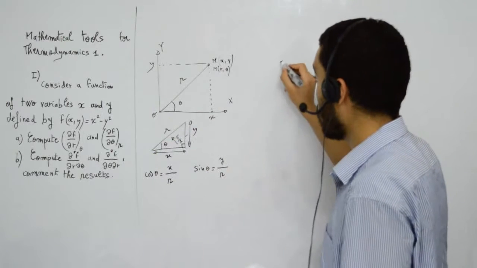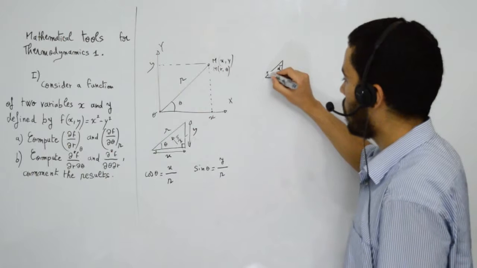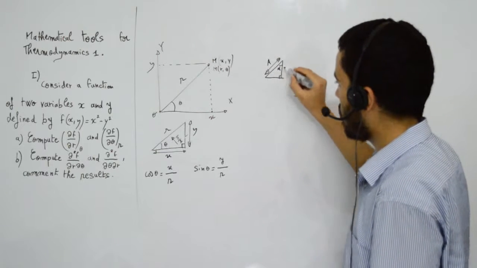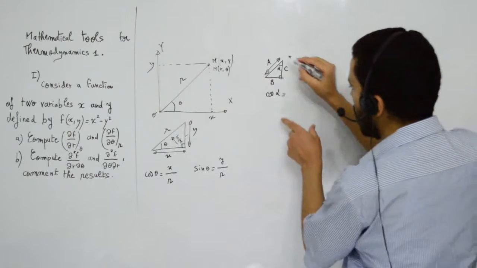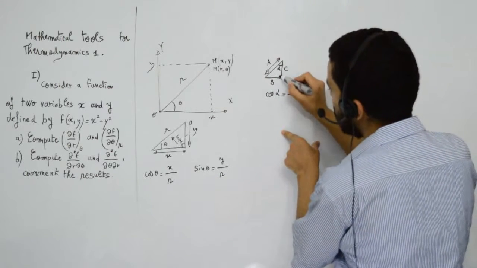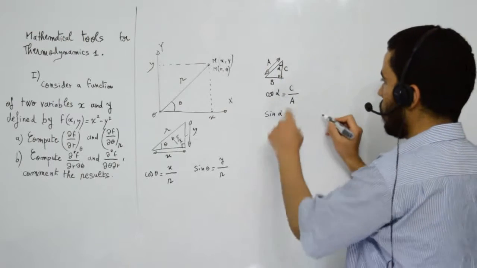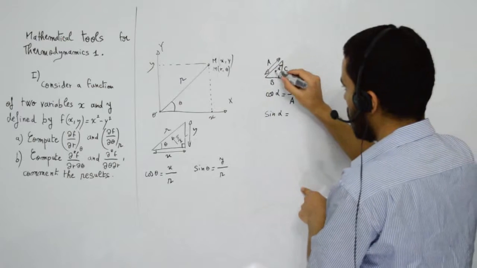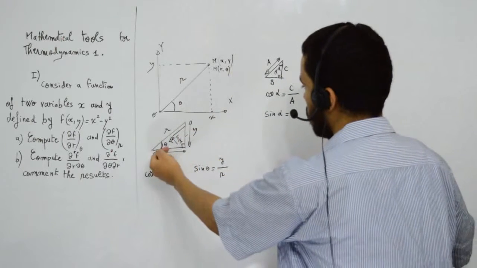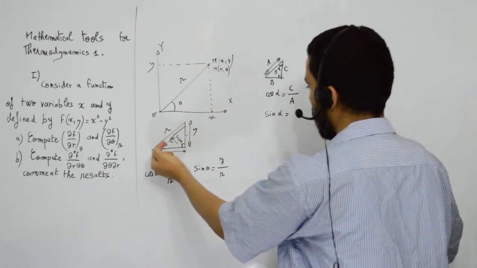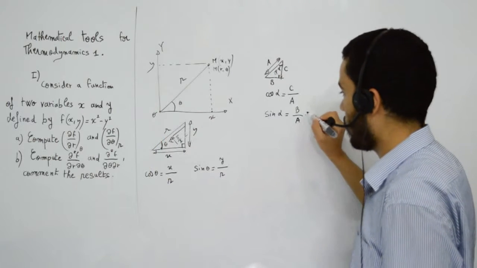For example, if you have alpha here and pi over 2, and we have a, b and c, then cosine alpha equals c over a, because of the right angle, and sine alpha equals b over a. It is the same for cosine theta and sine theta here.